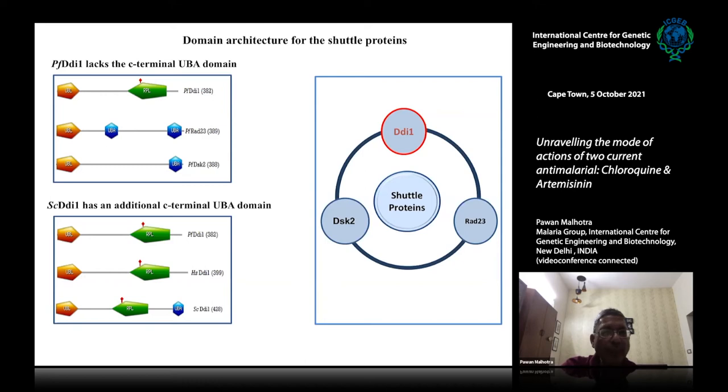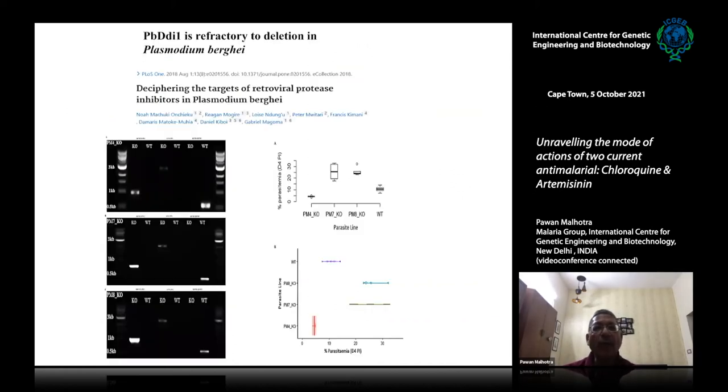It has two domains. One is the retroviral protease domain, and the other is the ubiquitin binding domain. But the counterpart homolog of this protein PFDD1 in the yeast has another motif at the end. It is the UBA motif, which is the ubiquitin associated motif, but which is absent in human as well as in Plasmodium PFDD1. So we started working on PFDD1 and other shuttle proteins.